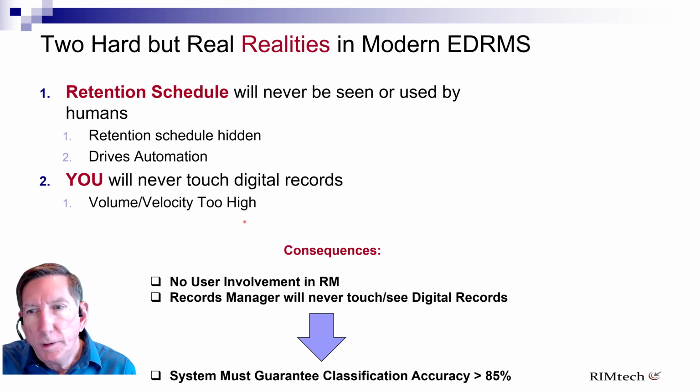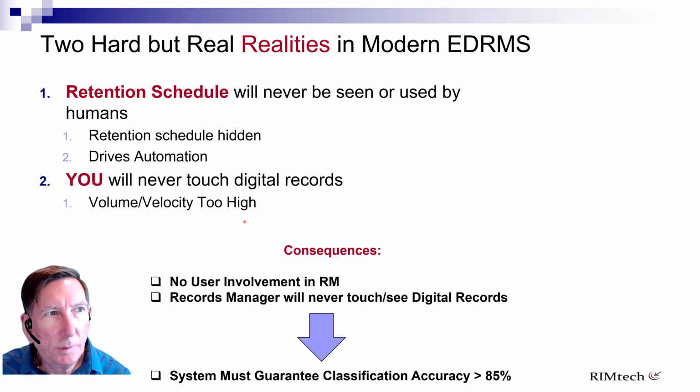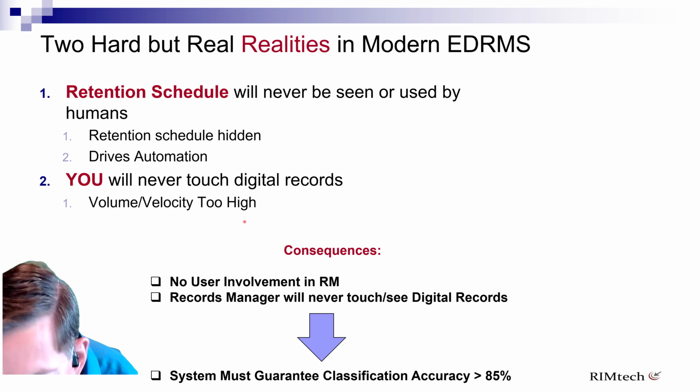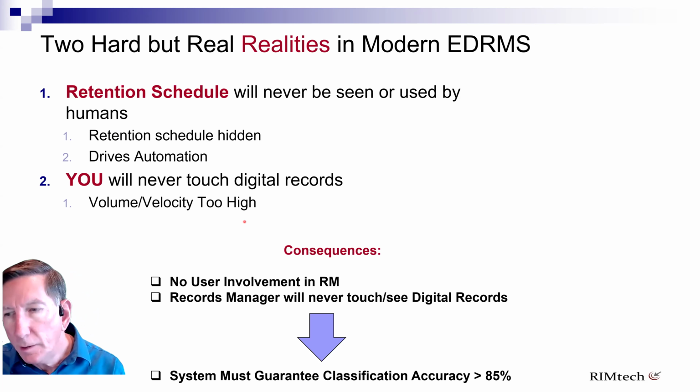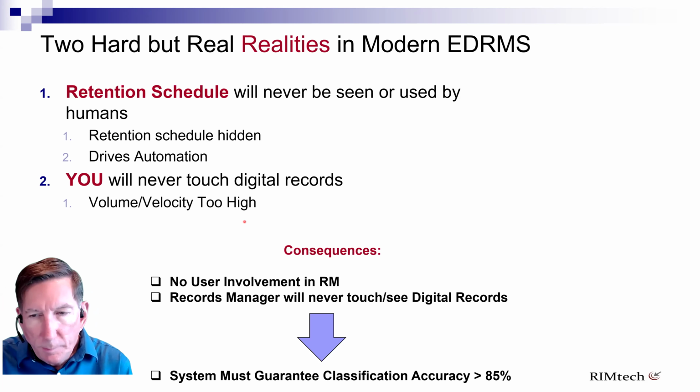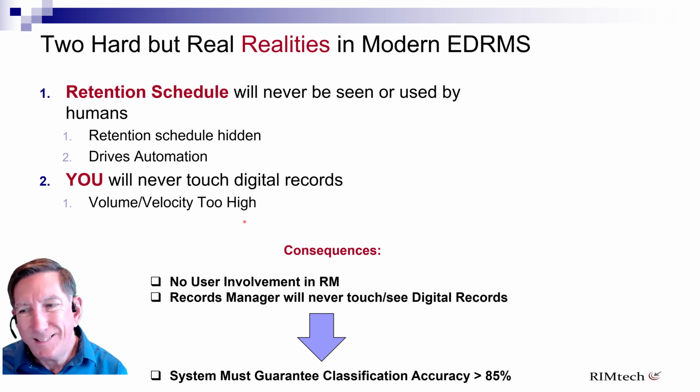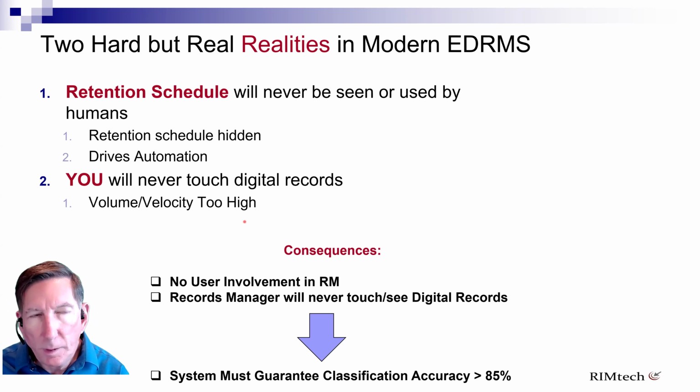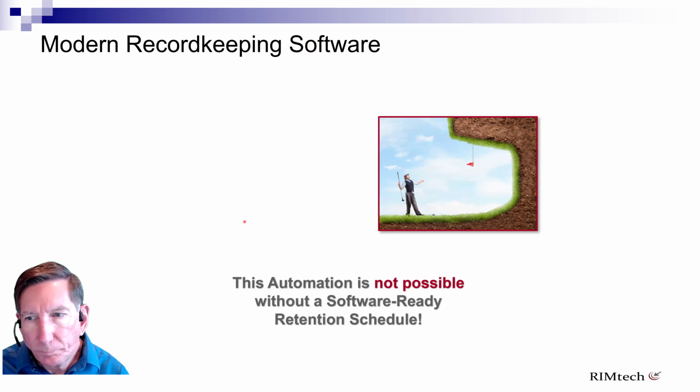So the consequence of that is full automation. We have to have no user involvement in records classification or declaration. And you, the records manager, will not be able to fix a problem if it occurs, or even for that matter, touch or see digital records. Not at scale, that's for sure. So the system has to be constructed to guarantee the classification accuracy rate. And that's exactly what a modern EDRMS does.